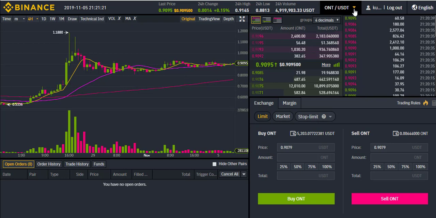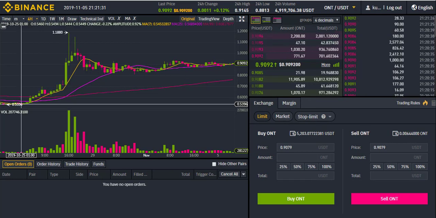Tether is just a cryptocurrency that is paired to the US dollar, so it doesn't fluctuate in price. So it basically stays the same.